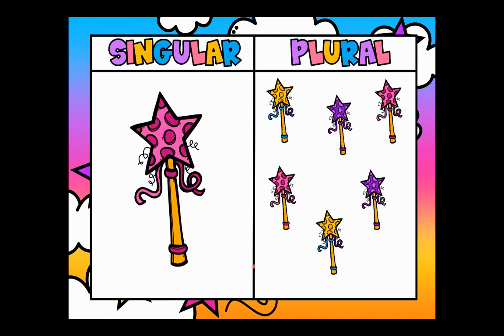When you're working with nouns, nouns can either be singular or they can be plural. Now, what exactly does that mean? Well, if you look at your screen, singular is right here. And when I look here, I see one wand because singular means that there is only one object. Now, if we're talking about plural, I see several wands. Plural nouns are when you see more than one object.